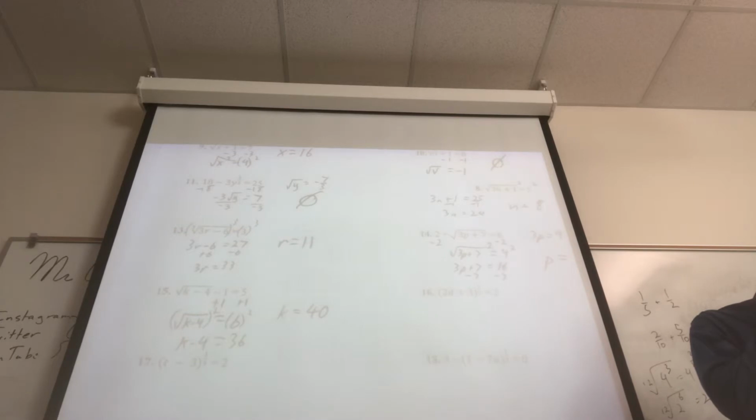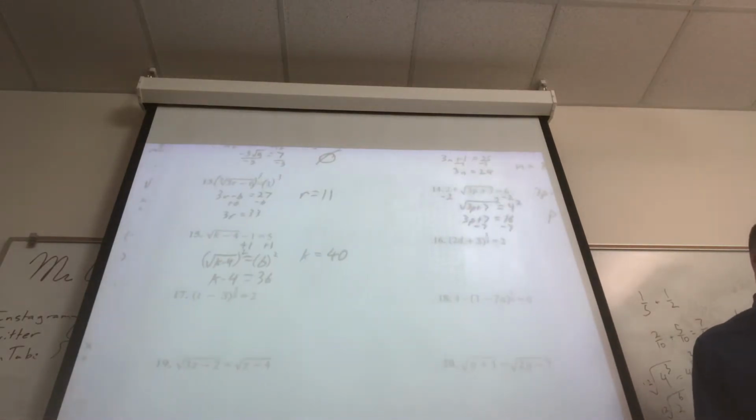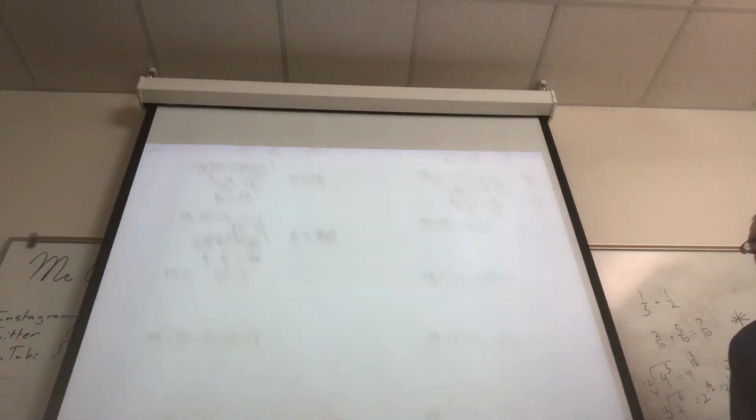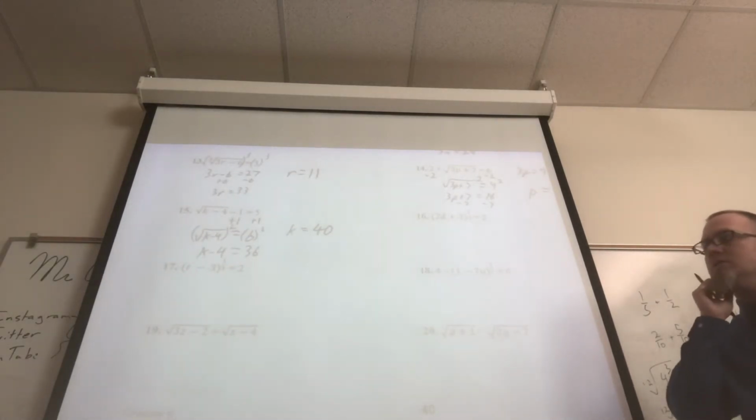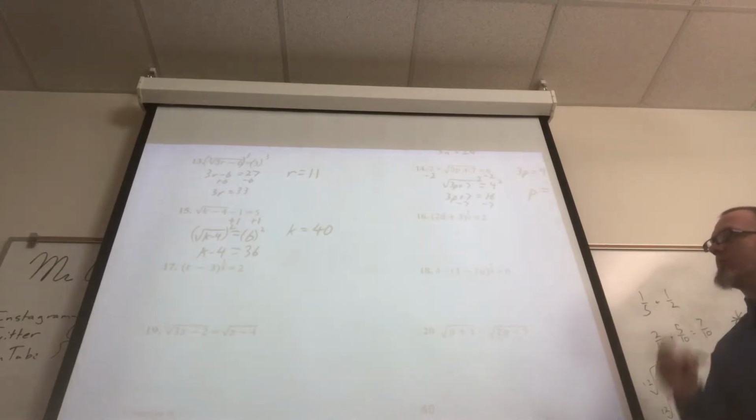Okay, I'm going to skip over a couple of them here. I'm not really worried about them. You've got the method here. 19 and 20, do be careful. There's variables on both sides, so you do have to square both sides.